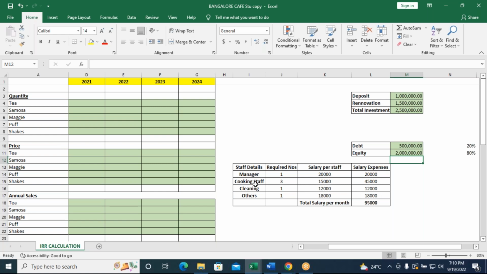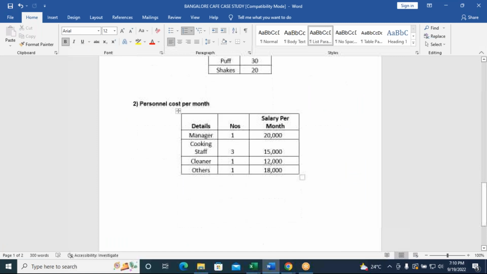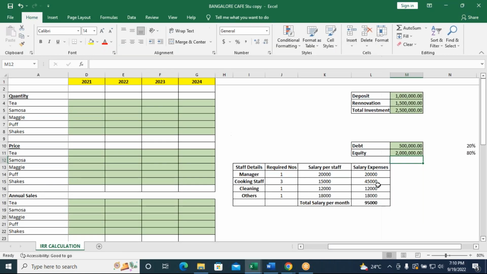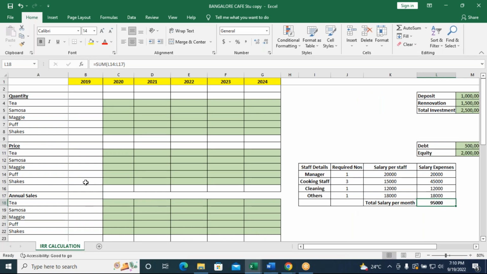Here now I have to calculate the salary. The salary is what I have told: manager 20,000, cooking staff per person 15,000, cleaner 1 person 12,000, and another 1 person 18,000. Manager, 1 person, the salary remains the same. Cooking staff, 3 members, per person 15,000, so for 3 people it will be 45,000. Cleaning person only 1, so 12,000, and the other person gets 18,000, which also remains the same. And here I have made the sum of all those things. Understood with this also, right? Yes, ma'am.